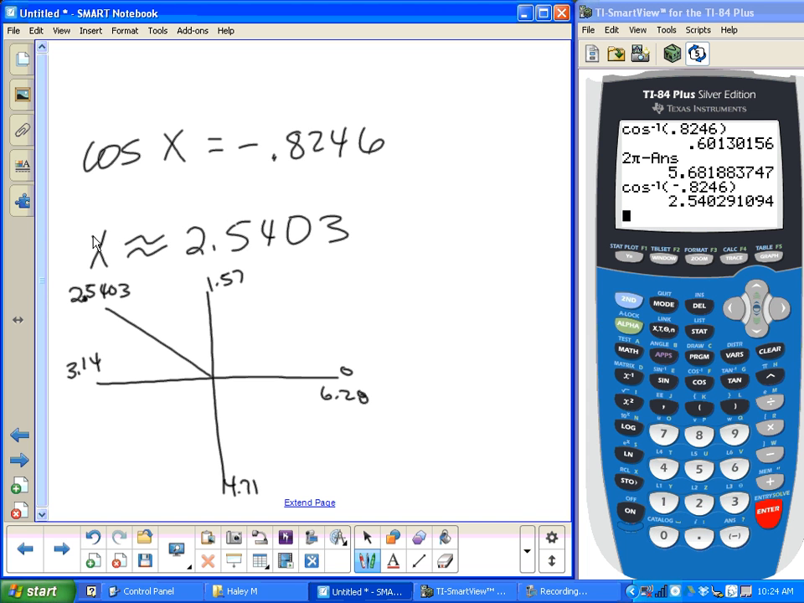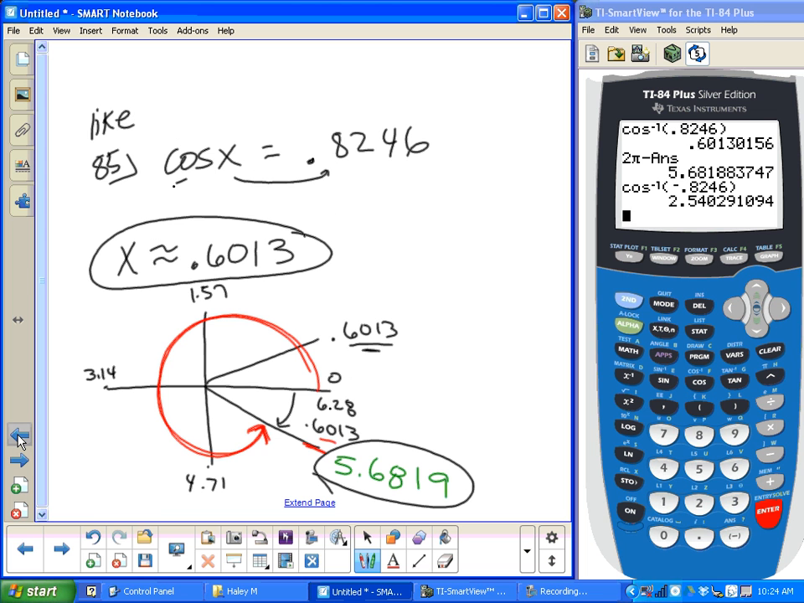Now, where else is cosine negative though? In the third quadrant. So there's also an answer in the third quadrant. So I got the answer in the second quadrant. I've got to figure out the answer in the third quadrant now. Now, the way that I'm going to find that answer is to use a reference angle. Now, the reference angle, remember, is the acute angle that forms with the x-axis. Now, that would be this.